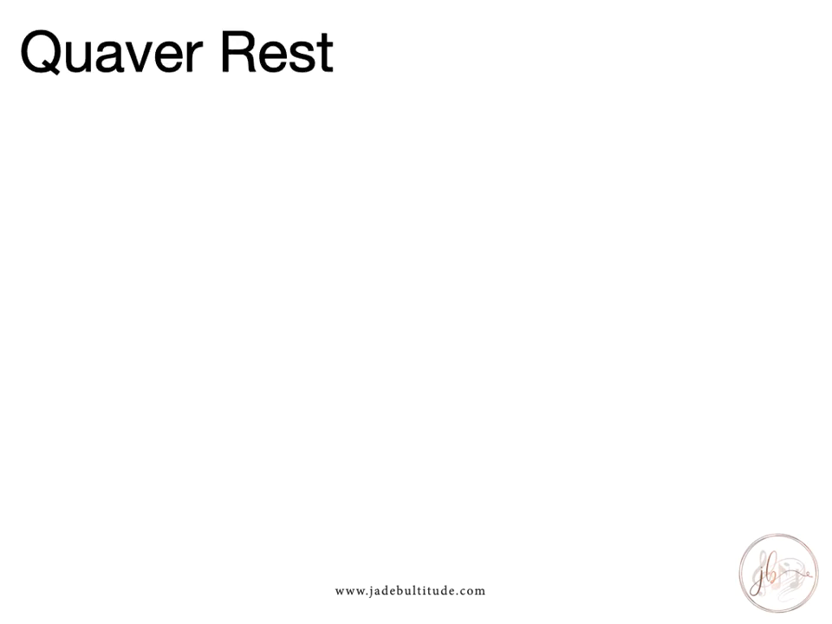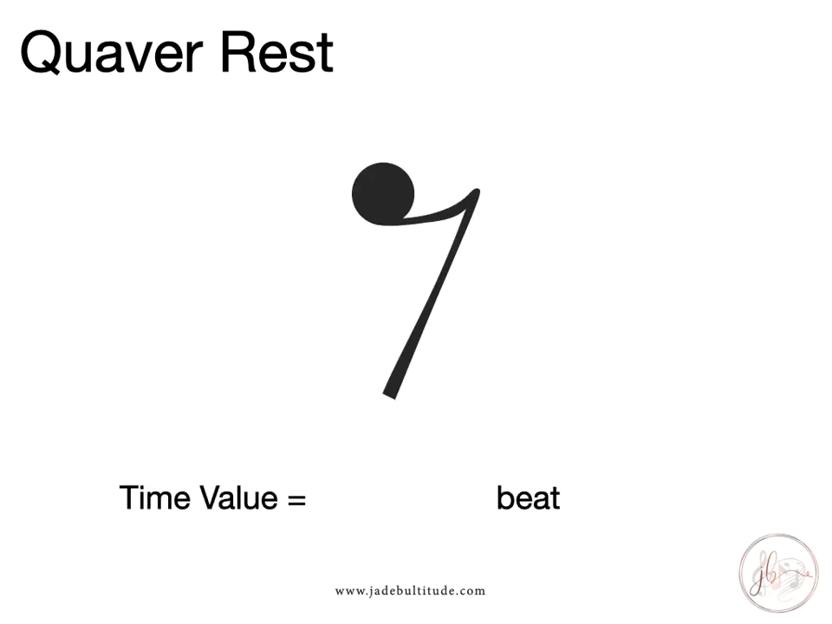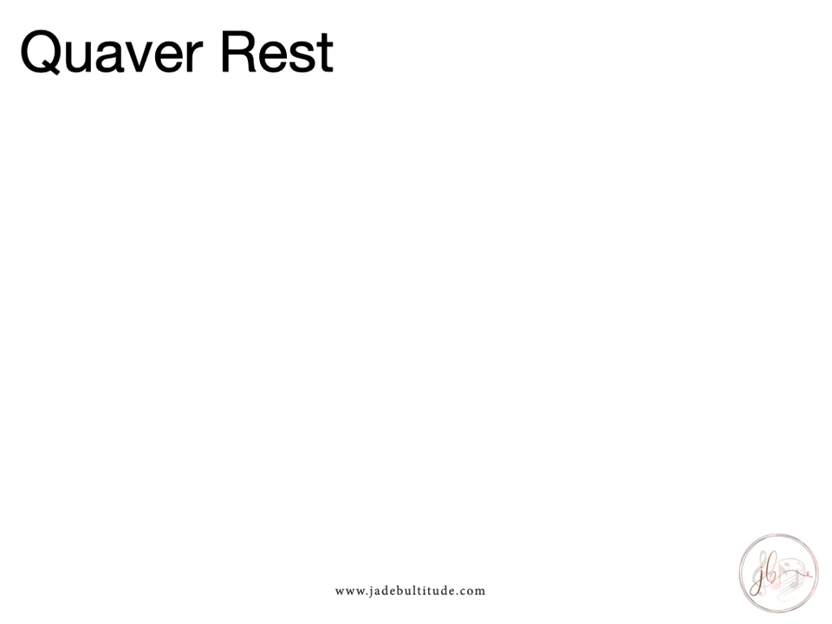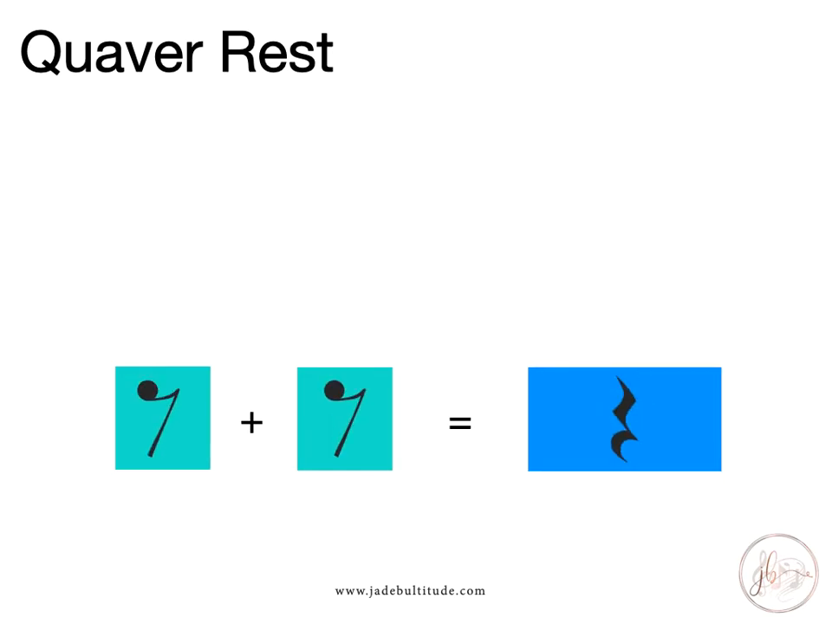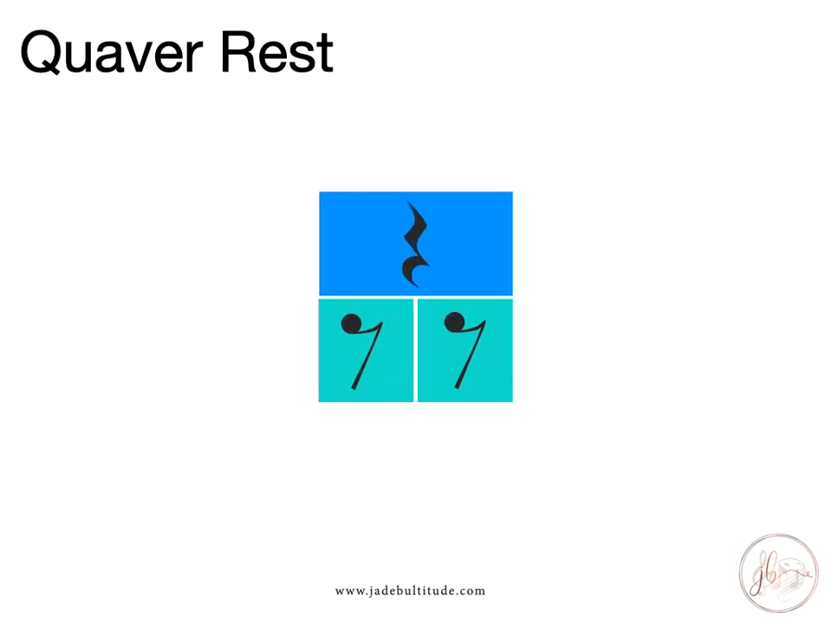So what does a quaver rest look like? Here we go. This is also worth half a beat, the same as the note. Again, if we add two quaver rests together, this totals a crotchet rest because two half beats make one whole beat. This can also be shown in our handy diagram.